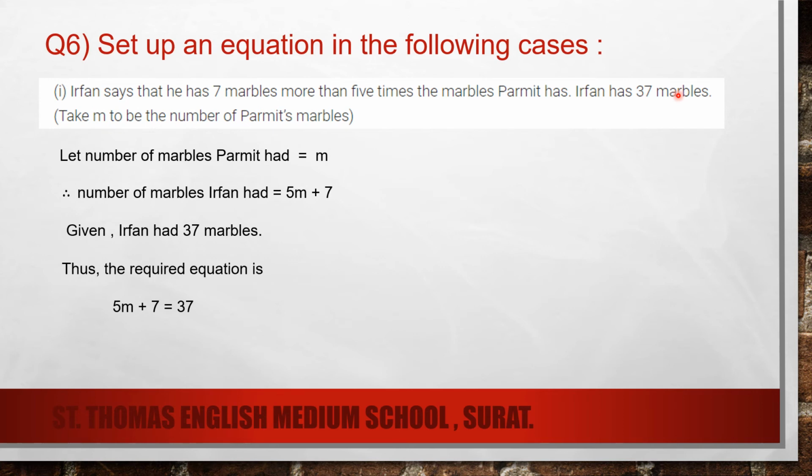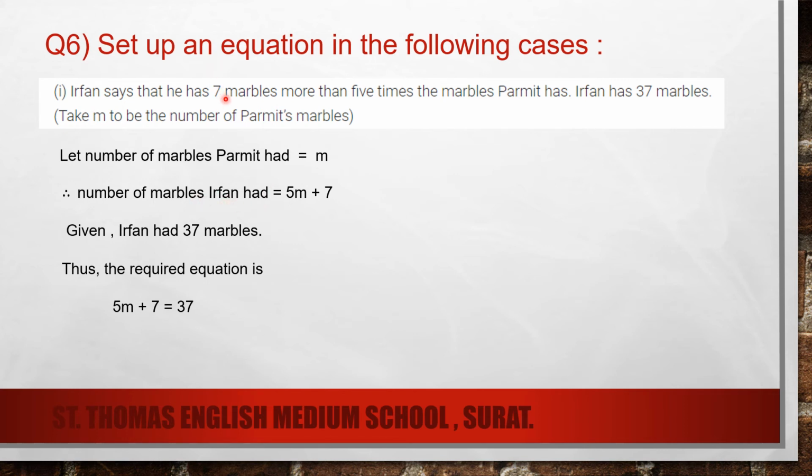37 marbles. Okay. Let, as already given, m be the number of Parmit's marbles. If they give the variable in the question, you have to take the same variable. If they are not given, then you can take your own variable. Is it clear? Now, let m be the number of marbles Parmit had. So it's already given, m. Number of marbles Irfan had.